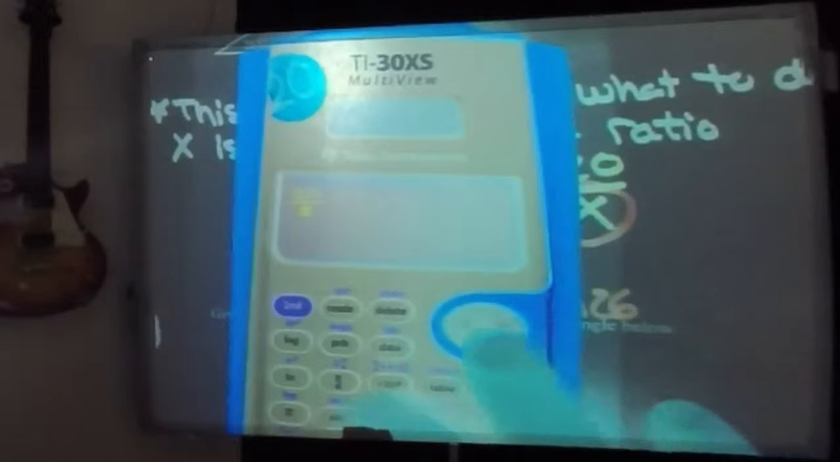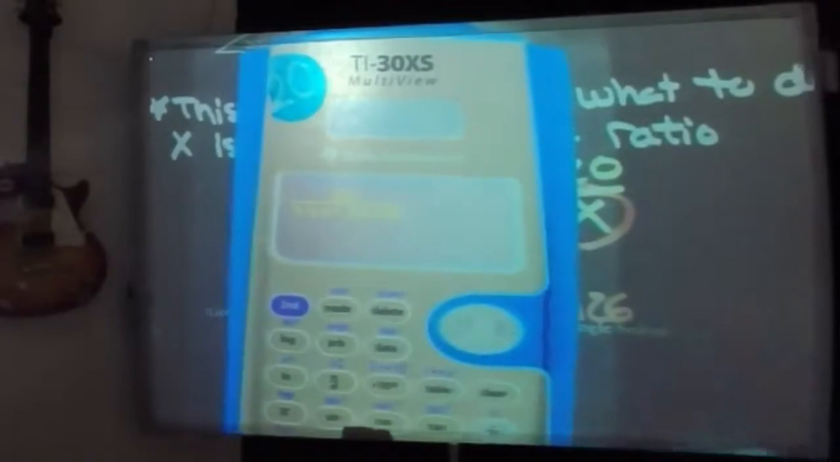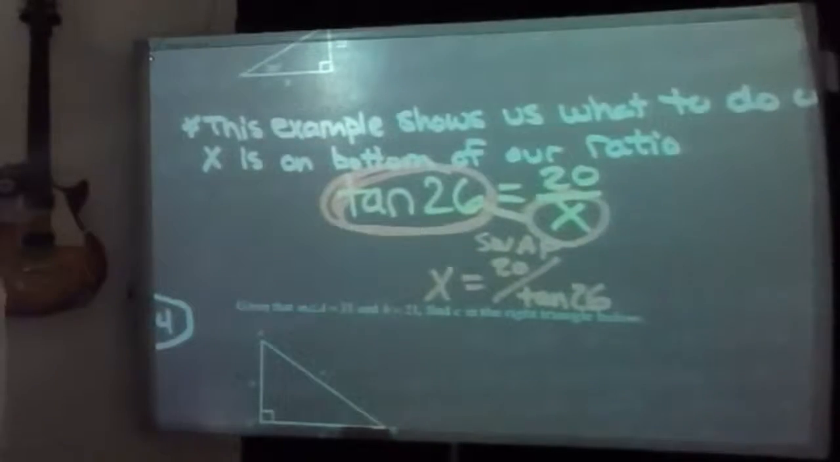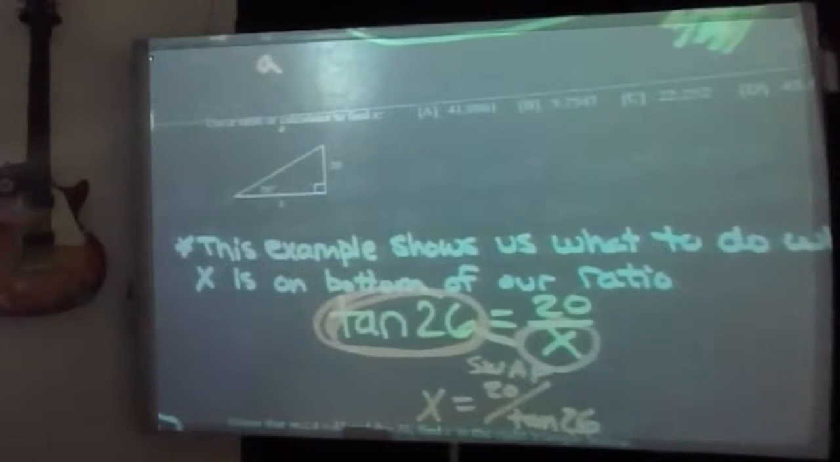20 over tangent 26. 41.00607.683. That's it. 41.0061 on A.